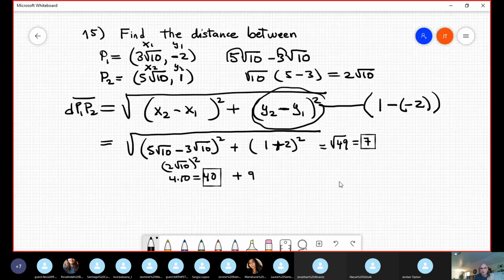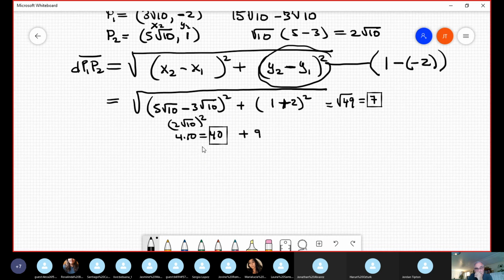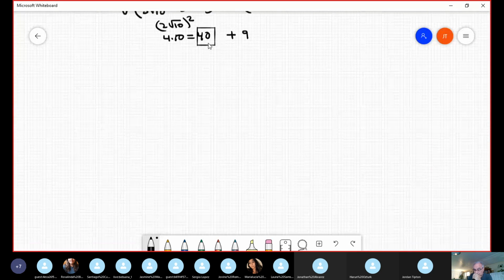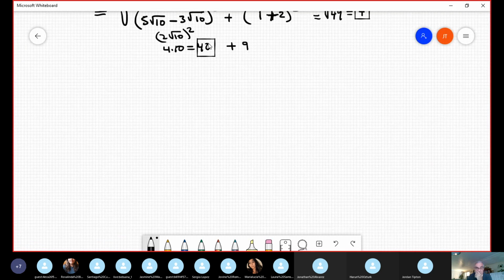Okay. Now, another question. One question like that. Find the distance using a stupid irrational number, like a 10, like a 5, like a 7. Okay, 16 is midpoint. Oh, midpoint is super easy. Find the midpoint.